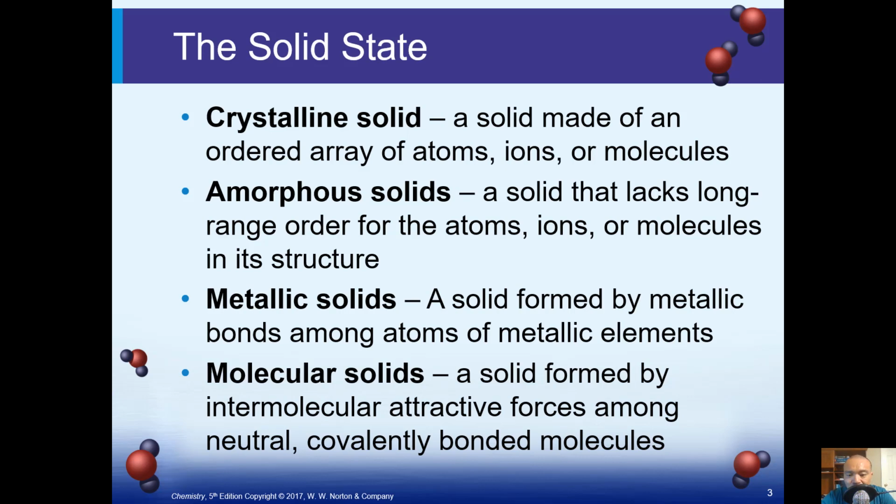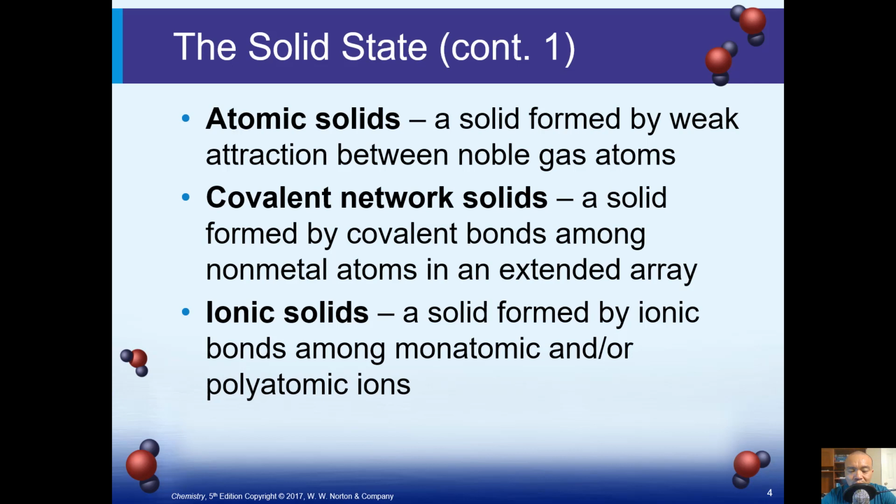Most metallic materials form crystalline solids in which the atoms are held together by metallic bonds. Nonmetals crystallize as molecular solids in which the molecules are held together by the weaker intermolecular forces, as we discussed in Chapter 10. Atomic solids are formed by weak attraction between noble gas atoms. Covalent network solids are formed by covalent bonds among nonmetal atoms in an extended array. Ionic compounds form crystalline solids in which the ions are held together by ionic bonds.